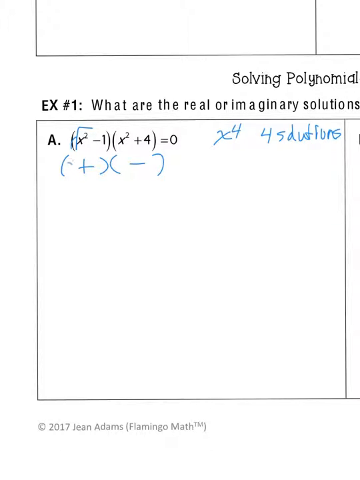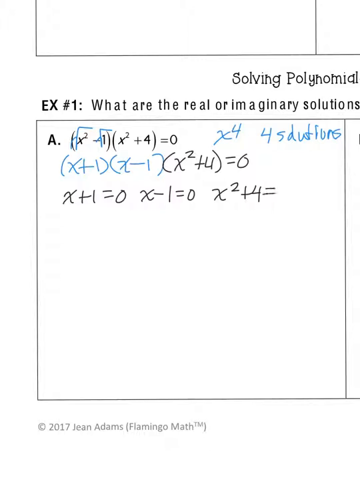So the square root of x squared is x, and the square root of 1 is 1. And then I'm going to continue and bring down the x squared plus 4, and all of this is equal to 0. So then you're going to set each one of these factors equal to 0 and solve. So here, if I subtract 1, I'm going to get x equals -1, so there's one solution. Here I'm going to add 1, and so I get x equals 1.